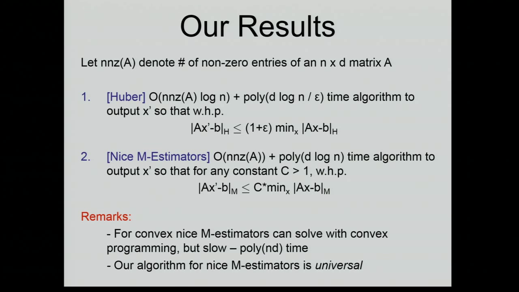And also, I'd like to say that in some sense our algorithm for nice M-estimators is very generic, it's universal in the sense that you start with an instance of regression and you compress it, and the compression is done in a way that doesn't depend on the choice of M-estimator. After you compress it, you can then decide which M-estimator you want to use, and just solve the compressed version in a different way for that M-estimator.